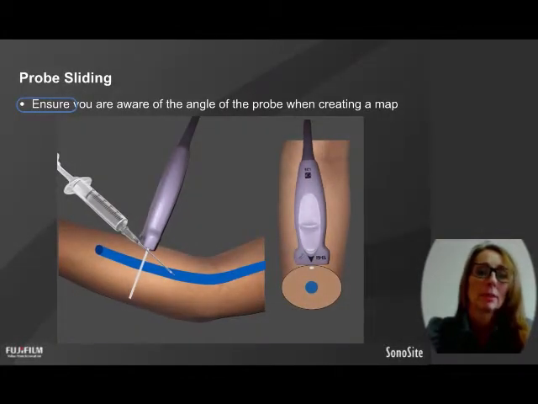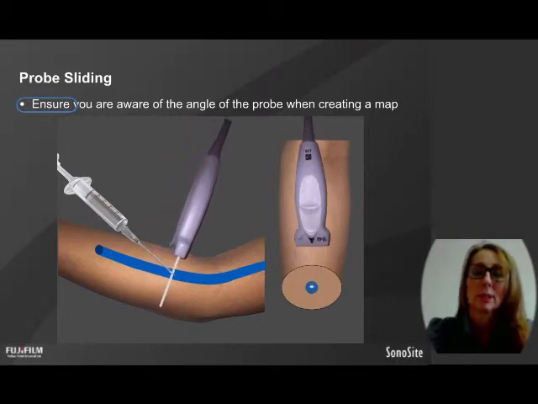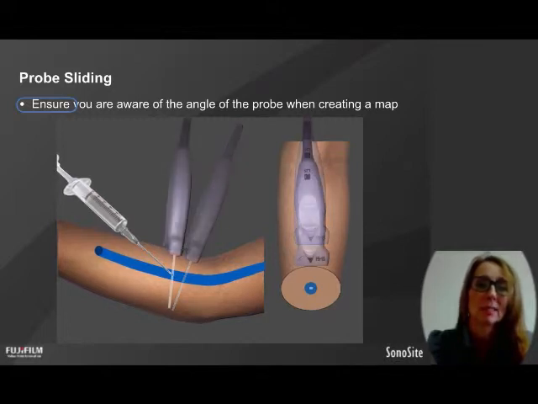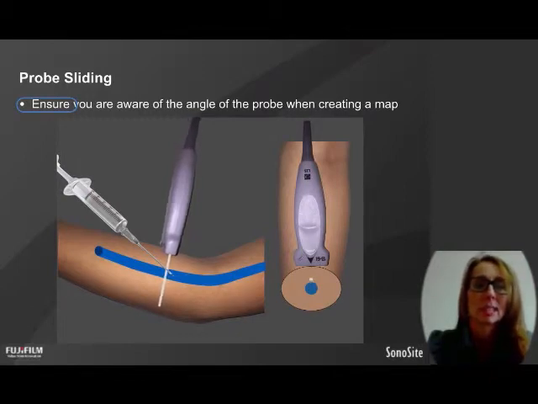With the probe, ensure that you're aware of the angle of the probe when you're creating a map or needling. The slightest little tilt of the probe or change of the angle has quite a big effect on where you're actually scanning, particularly with the deeper vessels. A slight tilt in the angle on the surface results in quite a big arc and a big difference in where you think you're looking.